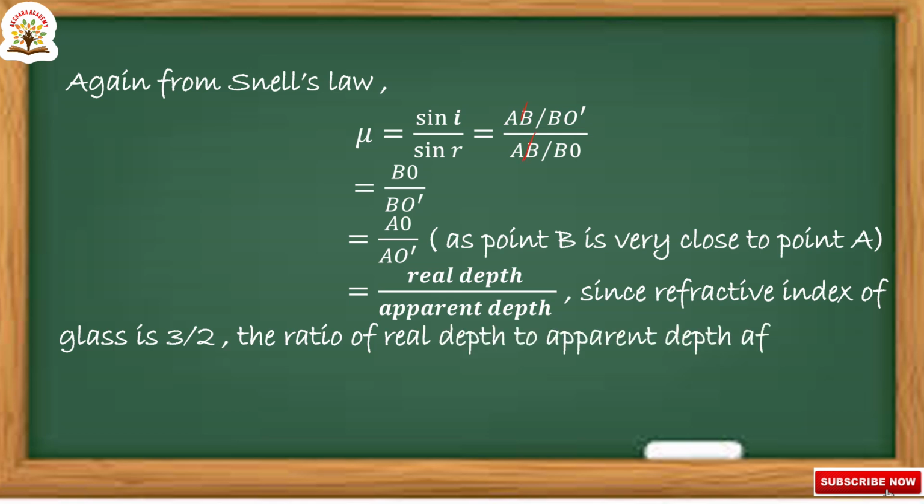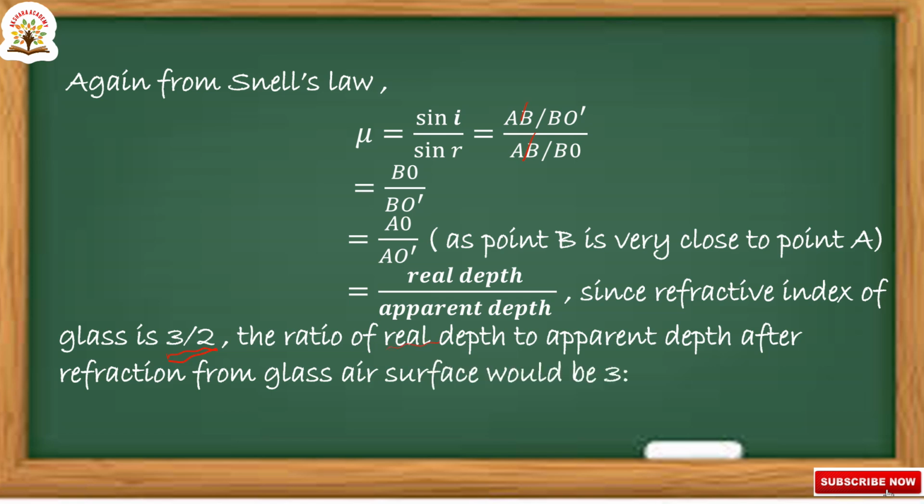Since the refractive index of glass is 3 by 2, the ratio of real depth to apparent depth after refraction from the glass-air surface would be 3 by 2. This is the formula for real depth and apparent depth: mu is equal to real depth by apparent depth. Mu is the refractive index of glass, that is 3 by 2. So the ratio of real depth to apparent depth after refraction from the glass-air surface would be 3:2.